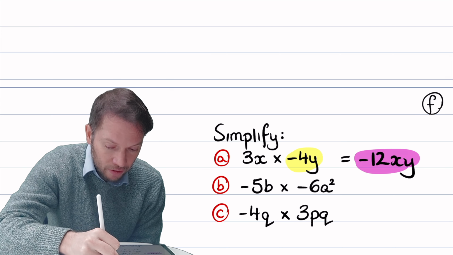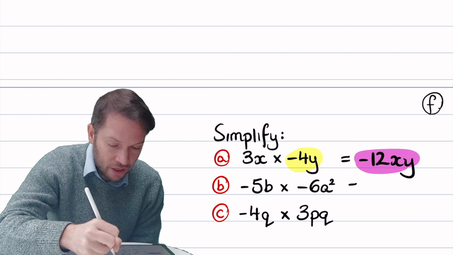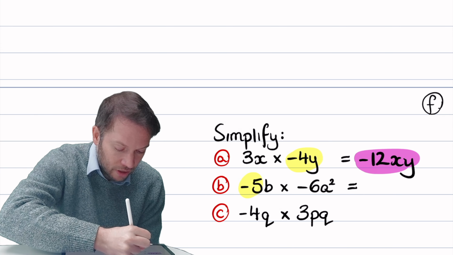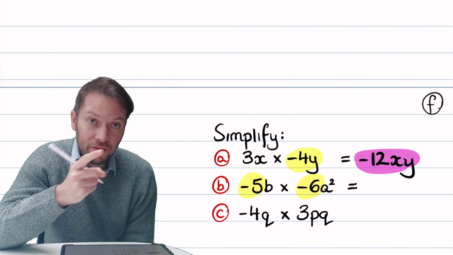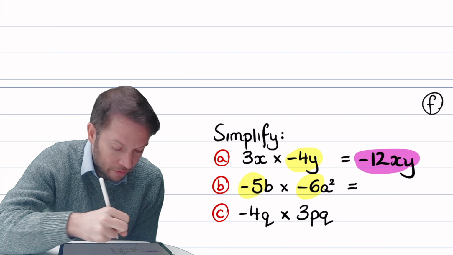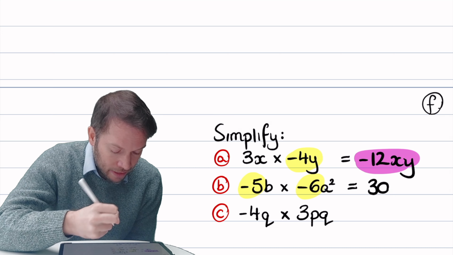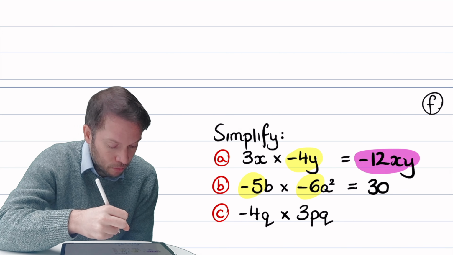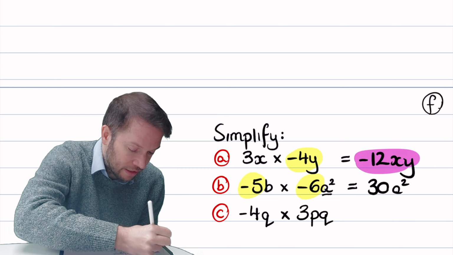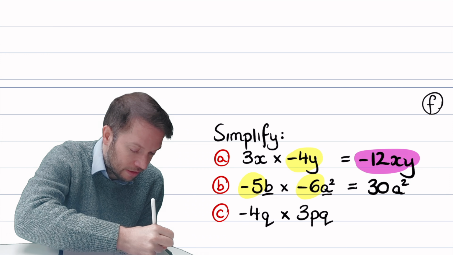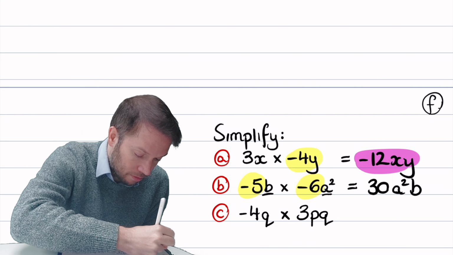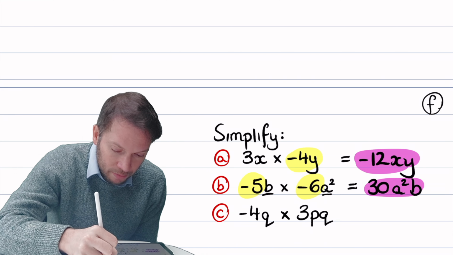What about the second one? This time, if we do the numbers first, we've got negative 5 times negative 6. Remember, negative times negative is positive, and 5 times 6 is 30, so it's going to be positive 30. And then the letters, the variables in alphabetical order, I can see we've got this a squared here, so you keep the power on the a, it's a squared, and then you've got this b here. So we get 30a squared b. That's the final answer. What about the last one?